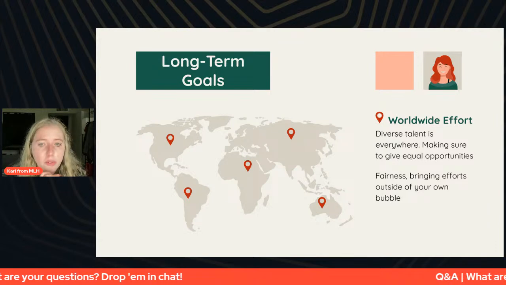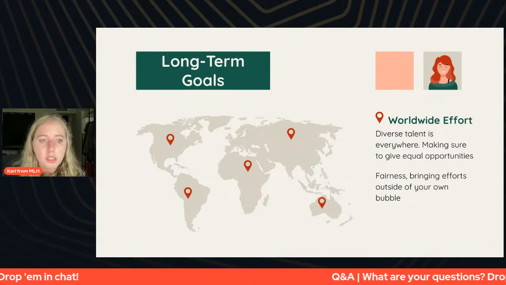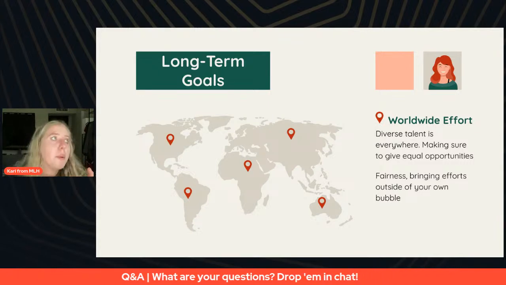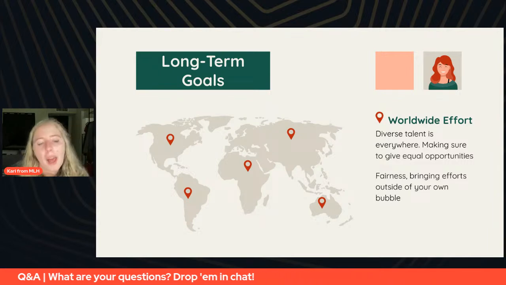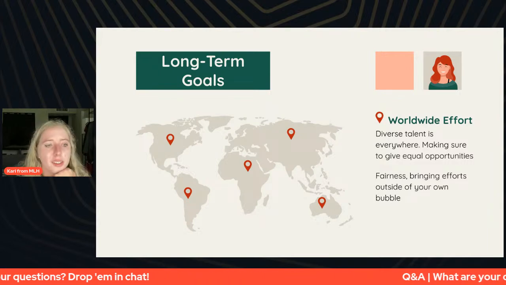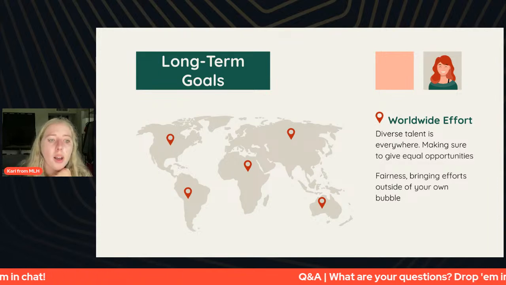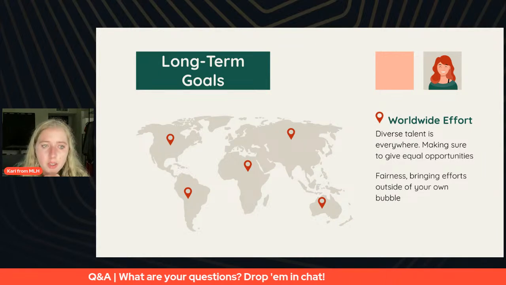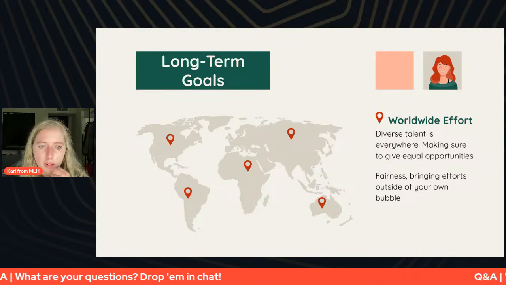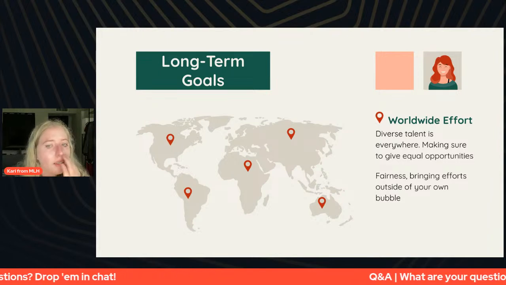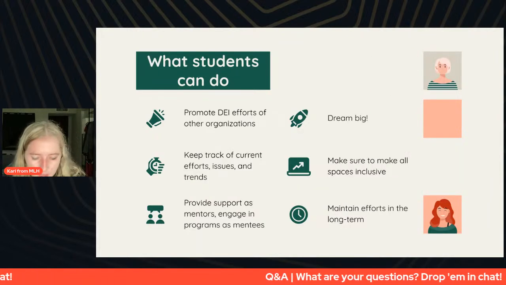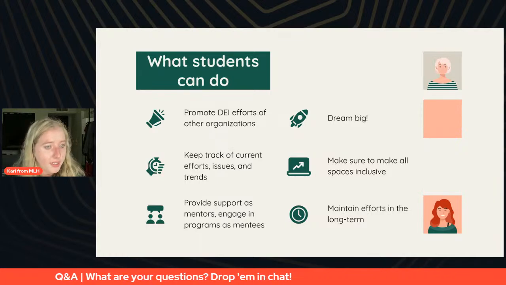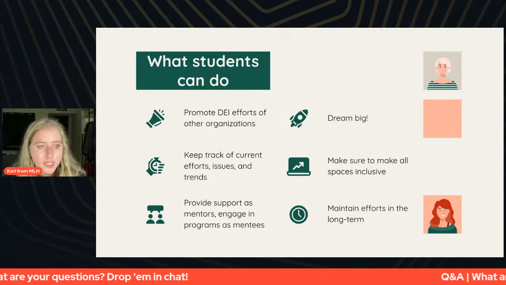Bringing these efforts outside of your own bubble can really have an impact on the number of people you are able to affect, which is a bad way to word things, but it is what it is. It can have a really positive effect on the amount of people whose lives you change. And it might sound cheesy to say, oh my gosh, the amount of people whose lives I've changed, but it is that.